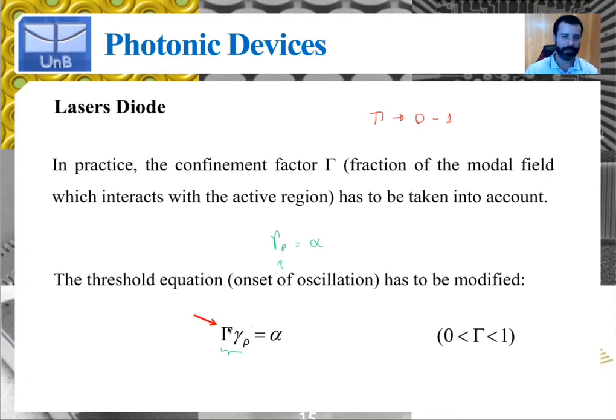Therefore we need to take this into account, and this is the new condition for gain, right? When the confinement factor multiplied by the gain coefficient is equal to the cavity losses, then oscillation can start to occur. So this is a more accurate condition for gain.